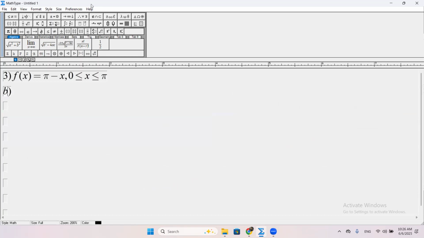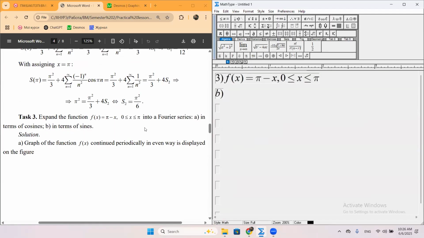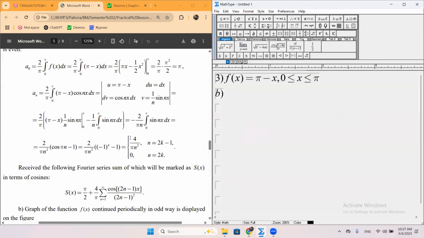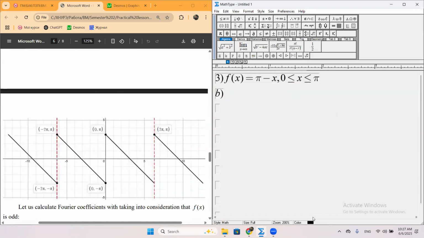Part B. We will have to expand the function into Fourier series in terms of sines. So we will continue this function periodically in an odd way. This is our initial function, and if we continue in an odd way, we receive this part at the left, and then we continue this function periodically on the whole numerical axis with period of 2p.